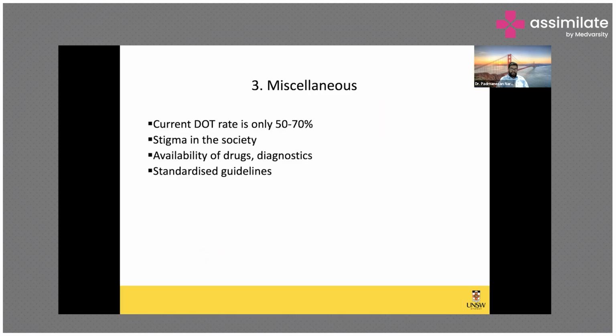Finally, there are some other miscellaneous factors. For example, the current directly observed therapy rate is only 50 to 70%. It's very rigid, very tight, but I think it's the key thing for the TB control program. There's also a big stigma in society. People still don't want to reveal they have TB.